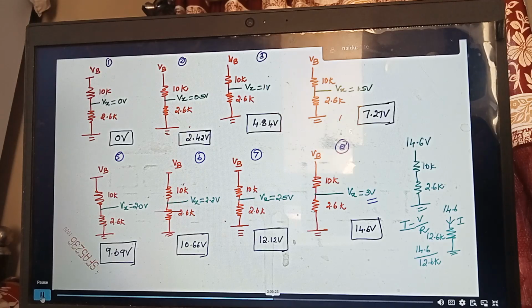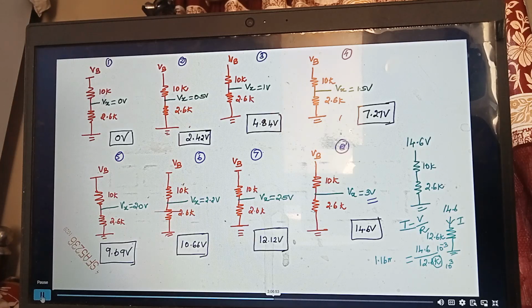1.16, but it is not 1.16 ampere. What is the answer? 1.16 milliampere, because this kilo is in the denominator. Kilo means 10 power 3. When it goes to the numerator, it becomes 10 power minus 3, milli. So the answer will be 1.16 milliampere. The maximum current which flows through the circuit is going to be 1.16 milliampere.